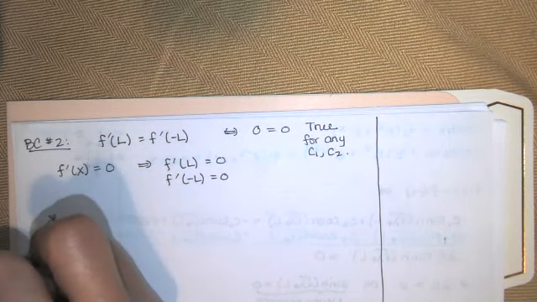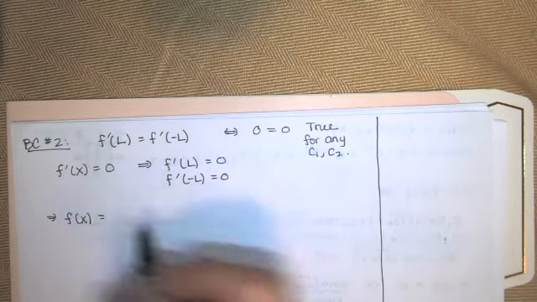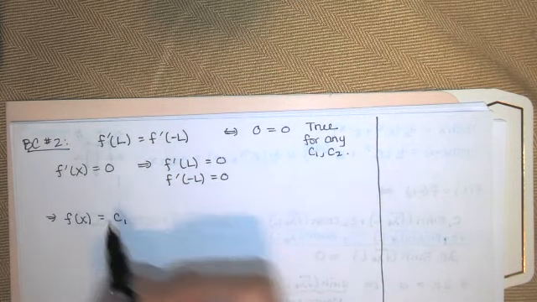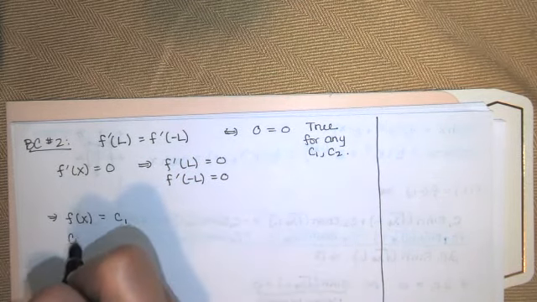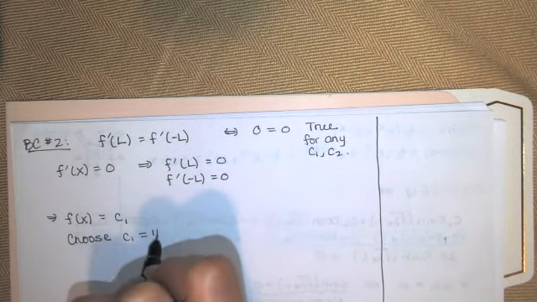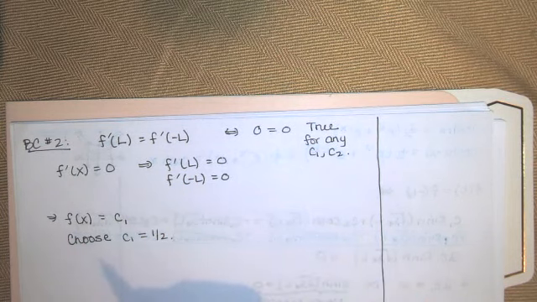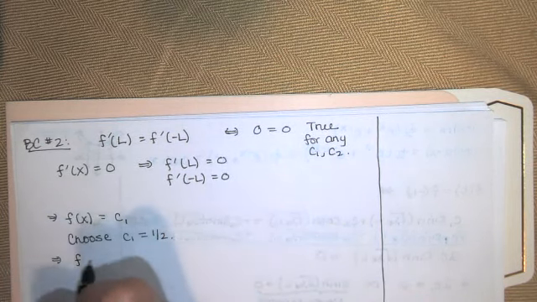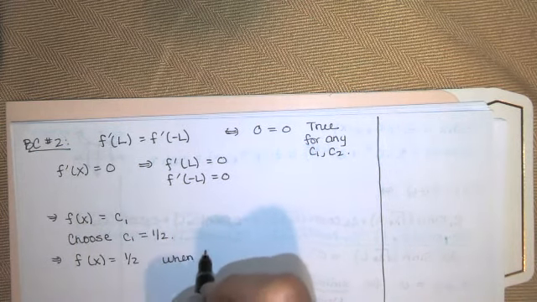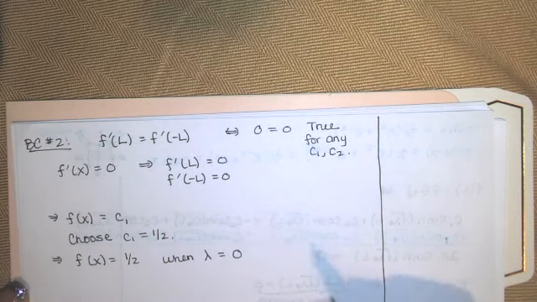So that means that our solution is f of x equals c1 plus c2 times x, and c2 was 0, so we just end up with c1. Now you can choose any value you want for c1. Because we are using this method to derive the full Fourier series expansion for u, we're going to choose c1 to equal 1/2. So that means our function is equal to 1/2 when our lambda value is equal to 0.